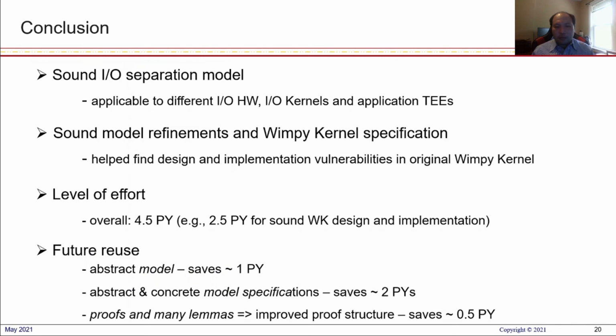So reusing the abstract model can save about 1 person-year, and reusing both the abstract and the concrete model can save about 2 person-years, and reusing existing lemmas and proof structure can save about a half person-year.